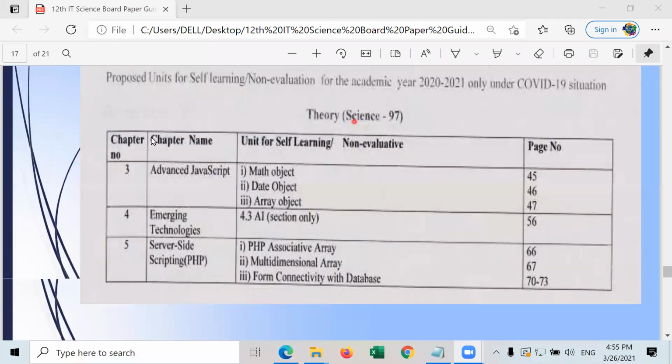Then this is your reduced syllabus for IT subject. Nothing has been reduced from chapter number 1 and 2. So you have to study chapter number 1 and 2 without skipping any article in it. You have to study all. Then from chapter number 3, that is advanced JavaScript, you do not have to study math object, date object, and array object. From chapter number 4, that is emerging technology, you do not have to study AI. And from chapter number 5, that is server-side scripting, you do not have to study these 3 points.